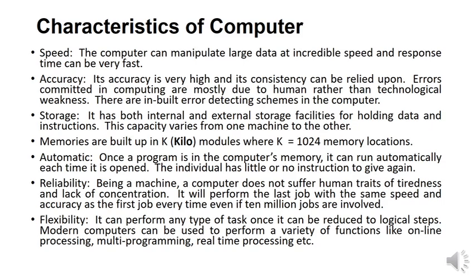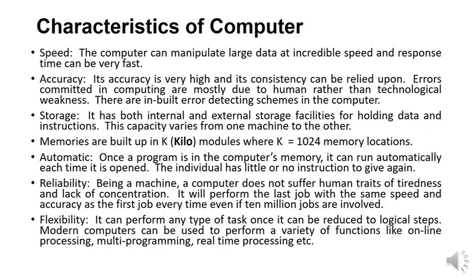Reliability, that is another attribute, is that the system must be reliable. Everything that the system produces, the result, must be reliable. That's why they say, being a machine, a computer does not suffer human trait of tiredness and lack of concentration. It will perform the last job the same way it performed the first job. So human beings, we get tired easily after some time, and we commit several errors in the course of our tiredness.